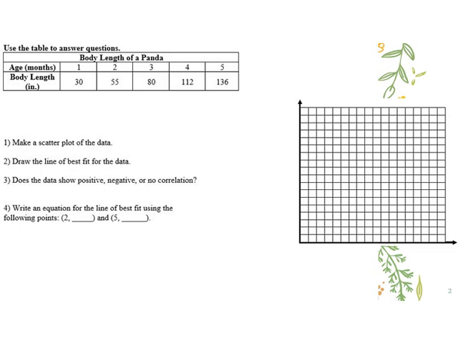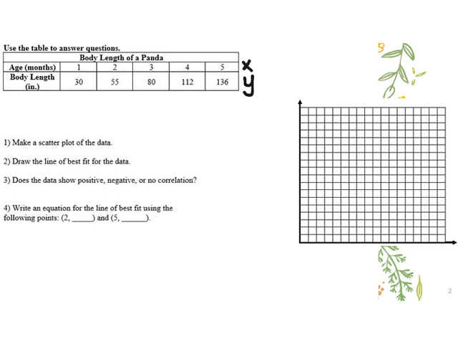So the first is the age in months, 1, 2, 3, 4, 5 months, and that represents our X value. And then we also have our body length, which is in inches, and those are 30 inches, 55, 80, 112, and 136. And that always represents our Y. So again, go ahead and take some time to write down that table and label what values are the X and Y. Then we're going to go ahead and actually make the scatter plot by plotting these points.